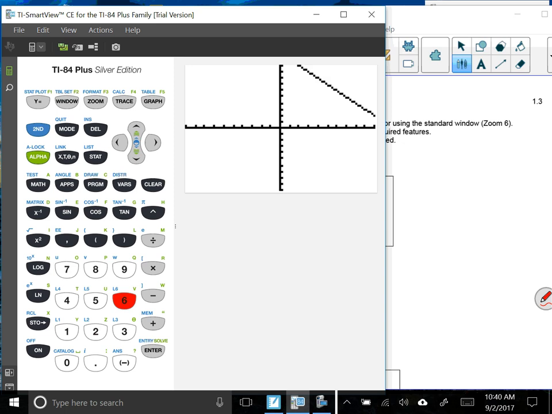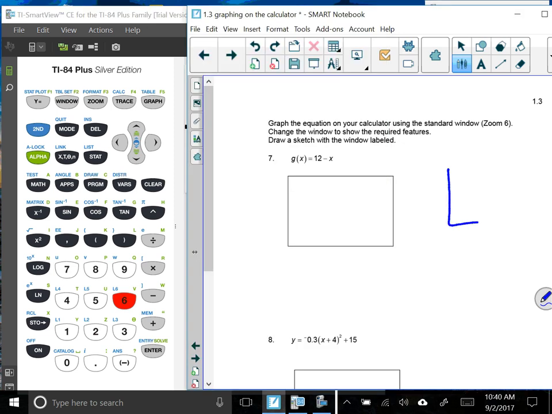So there's our graph. Now, what I suggest in your notes is that you put a little image over here on the side of what you saw in the Zoom 6 window. This is for your notes. You don't have to do this for your homework. This is what you saw. And then you can look back at your notes and remember how you made these decisions.